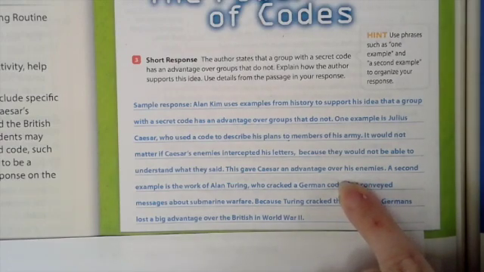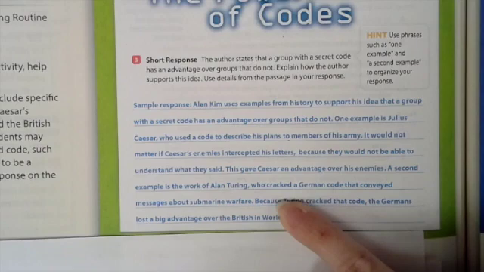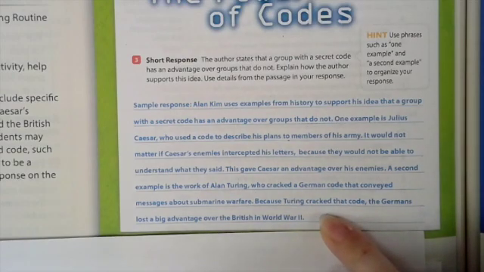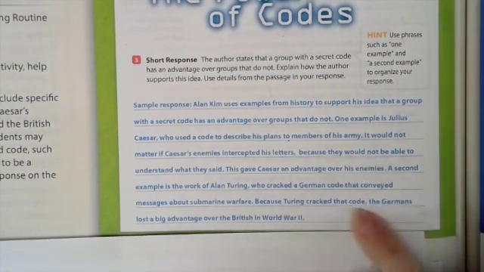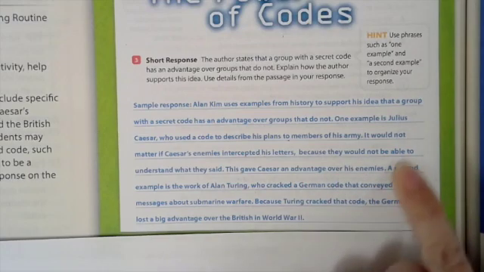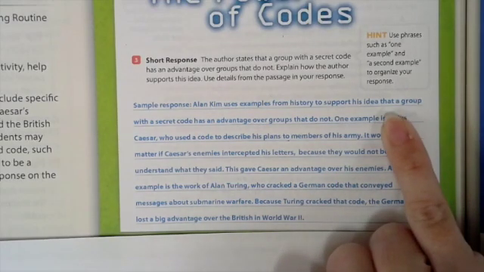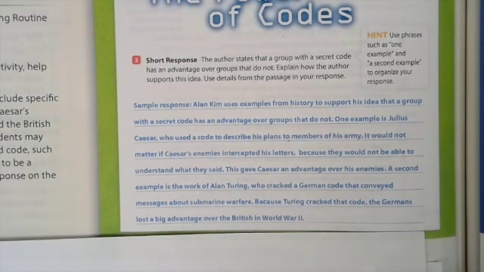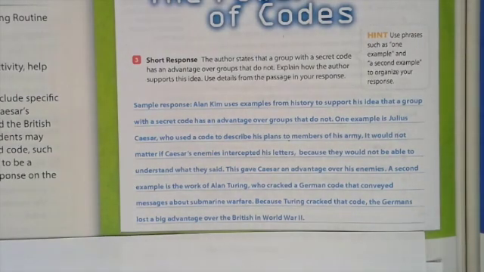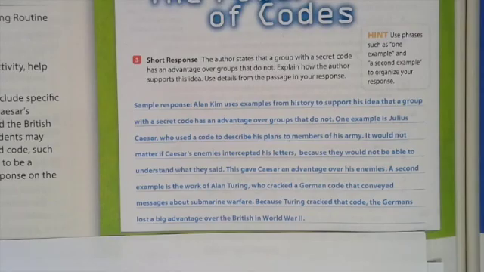A second example is the work of Alan Turing, who cracked a German code that conveyed messages about submarine warfare. Because Turing cracked that code, the Germans lost a big advantage over the British in World War II. So those examples and details from the story support that the author is using history to say that people with a secret code have advantages over those that do not. If you need to pause the video to get that down, go ahead and do so.